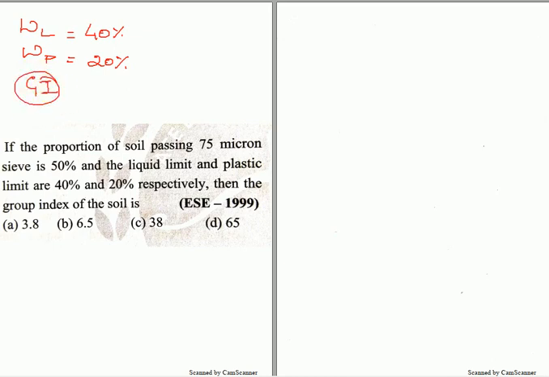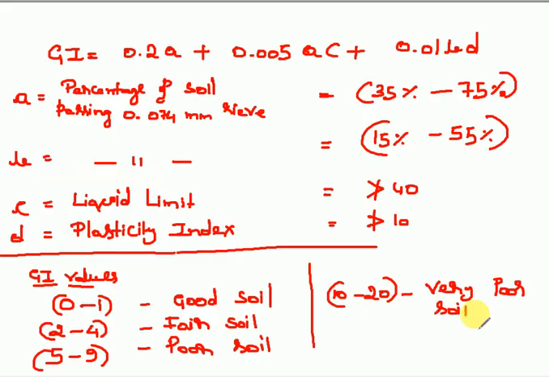We have a formula for the group index, and we also have a chart for the value we obtain in the group index method. We can classify the soil as good, fair, poor, or very poor. This is very important. Normally there will be one question from the group index method. Either they may give the group index value and ask what is the condition of the soil. If the group index value is 0 to 1, then it is good soil, 2 to 4 is fair soil, 5 to 9 is poor soil, and 10 to 20 is very poor soil.